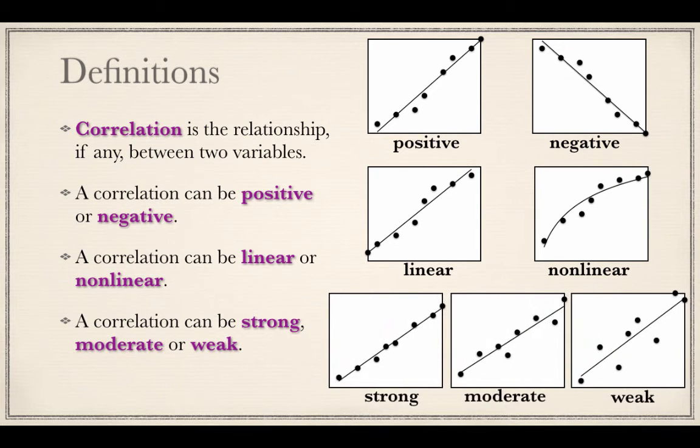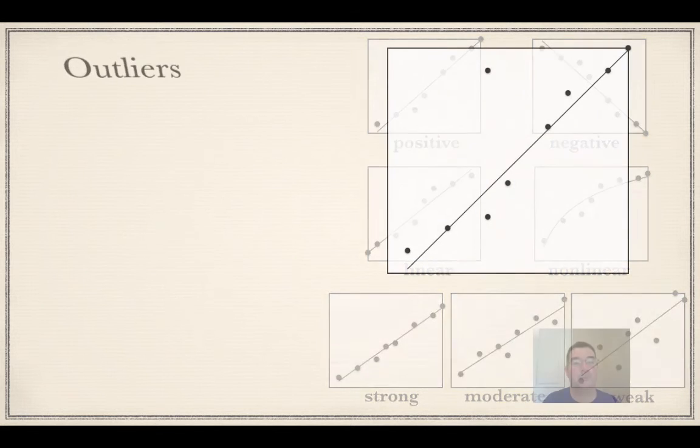It can be strong, moderate, or weak, and that just measures how close the dots are to that line that you've tried to draw to connect them all. So if they're really, really close to the line, that's a strong correlation. If they're a little bit far away, that's moderate, and if they're pretty far away, that's weak. Now there are numbers to measure these things, and we'll talk about that in a minute.